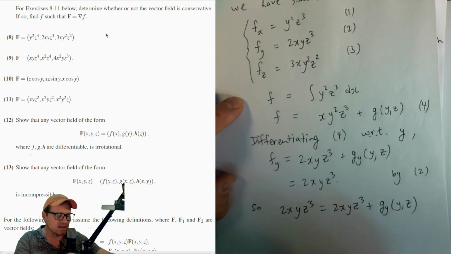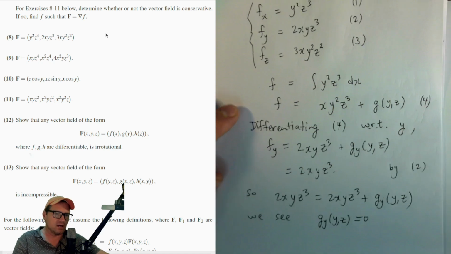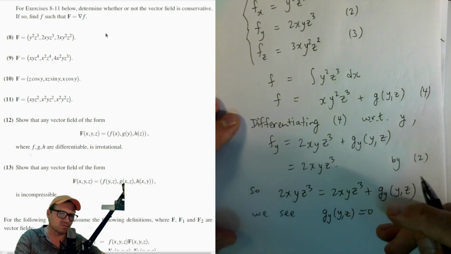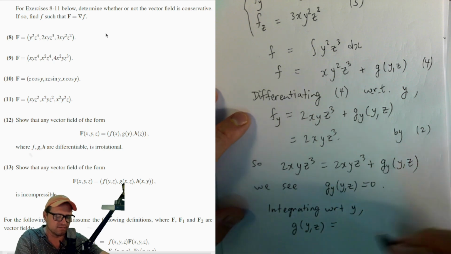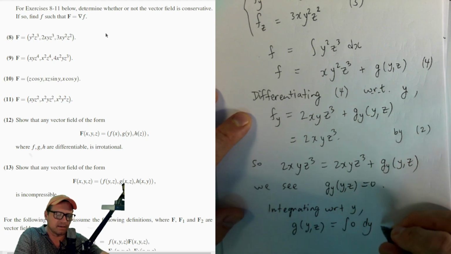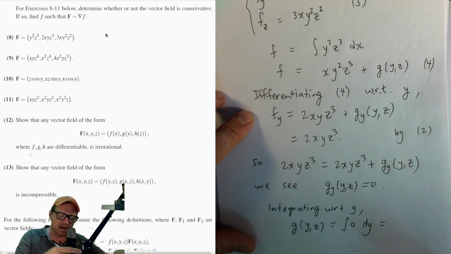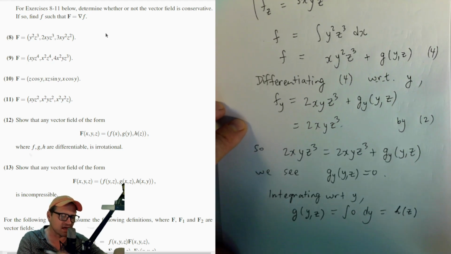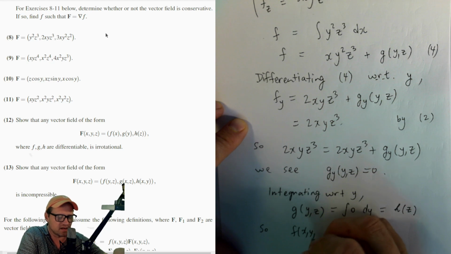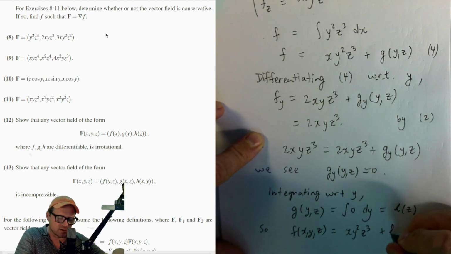So what this tells us then, we see that g subscript y of y and z has to be 0. And so now integrating this with respect to y, we have g, a function of y and z, is the integral of 0 with respect to y. And so since this is a function of y and z, the other letter here when we integrate is z. So we have just a function h, let's say, of z. Okay, so what we've learned then is f, a function of x, y, and z, is xy squared z cubed plus some function h of z.